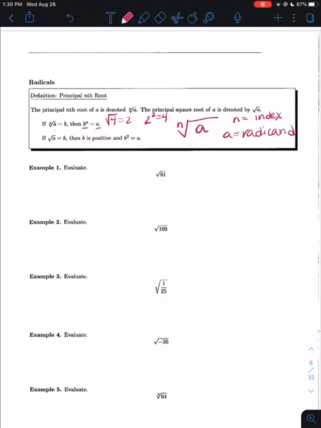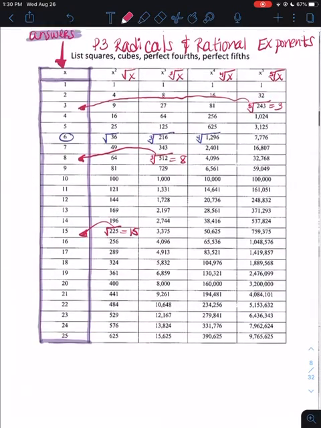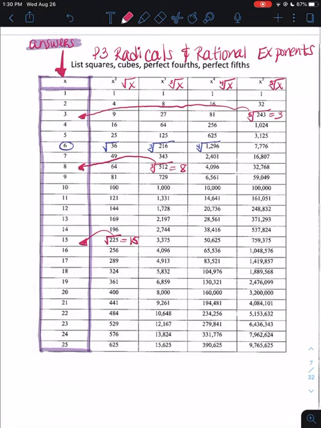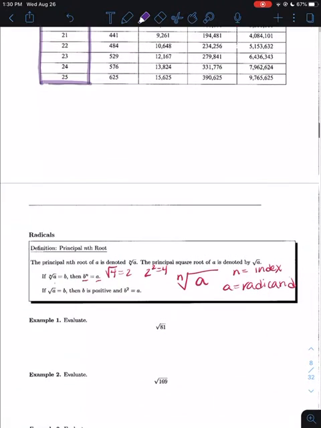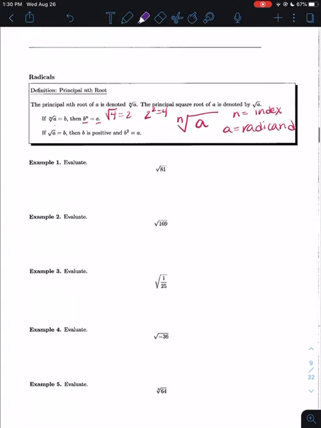All right, so let's look at some examples. Starting off with example 1, we want to evaluate. Now, the square roots, you might know these. Most people know the perfect squares. So for the square root of 81, I'll look at my square root column and see if I see the number 81. Bam, there it is. The square root of 81 is 9. So this equals 9.